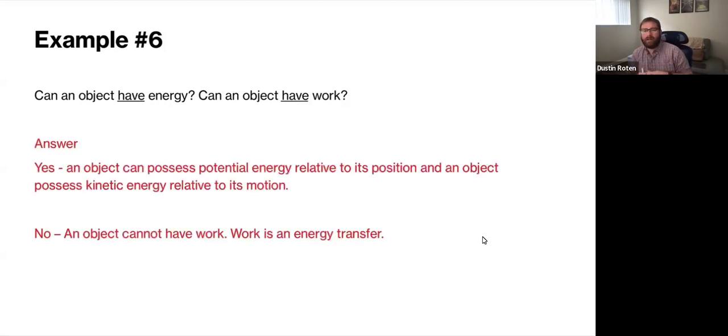We've sort of talked about this already, but yes, an object can possess potential energy relative to its position. Remember last time we talked about wherever you put your origin is going to dictate how much potential energy an object might start with. So yes, an object can have potential energy, an object can have kinetic energy, but it cannot have work. Work is the change in the energy that it has, right? Work is an energy transfer.